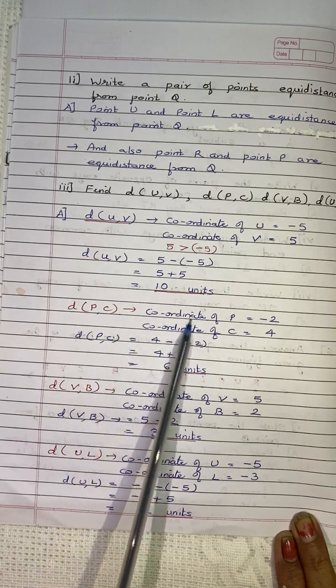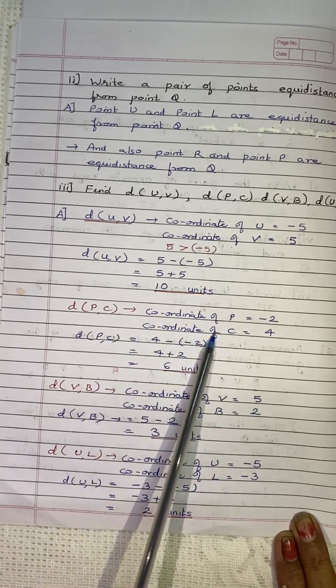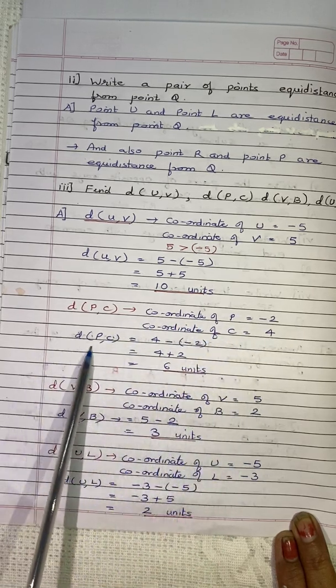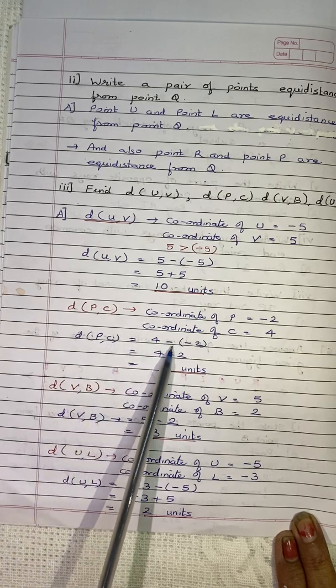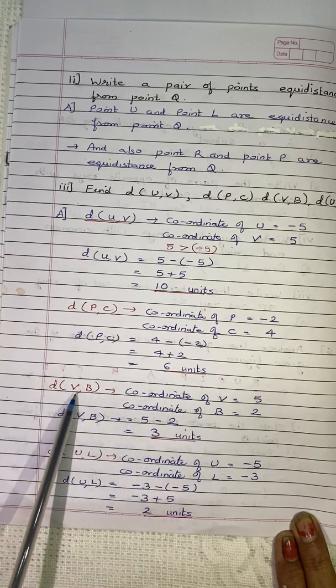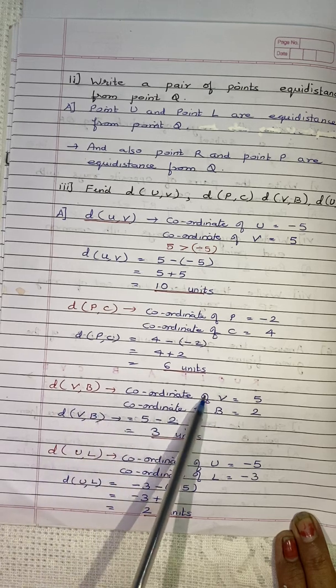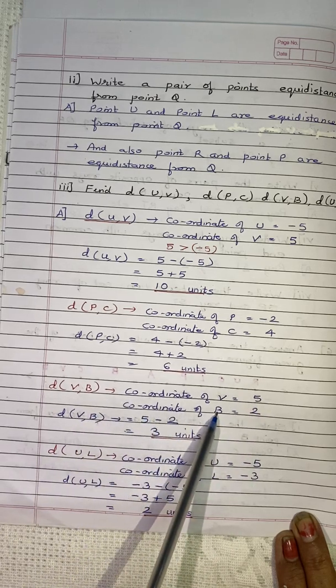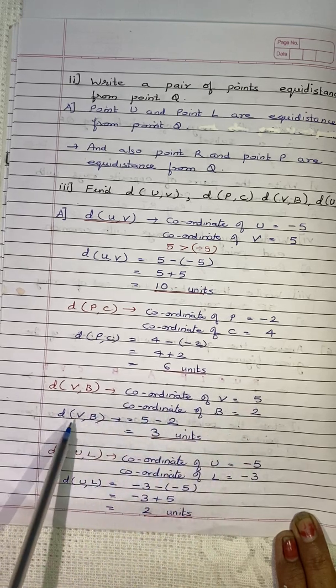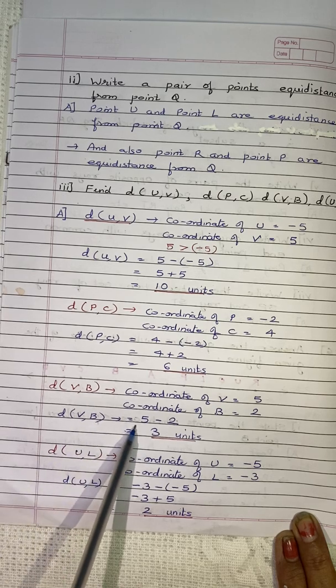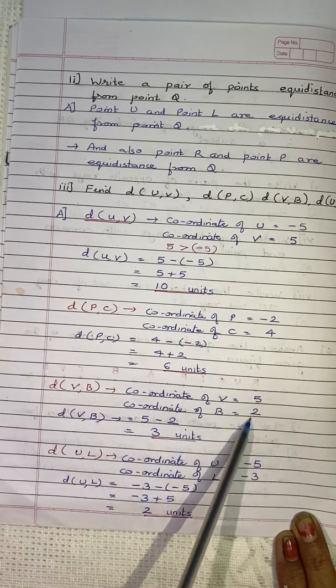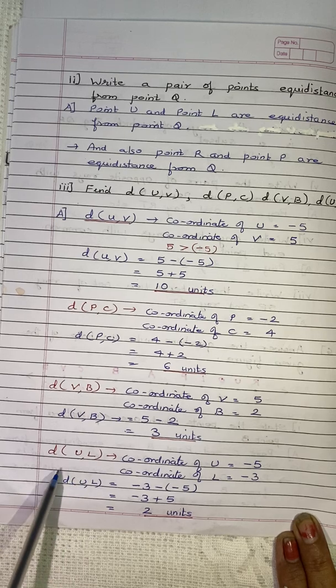Now PC, coordinate of P is negative 2, coordinate of C is 4. So distance between PC is equal to 4 minus negative 2. So minus into minus, plus, 4 plus 2 is 6 units. Distance between V and B, coordinate of V is 5 and coordinate of B is 2. So distance between VB is equal to 5 minus 2, that is 3 units.